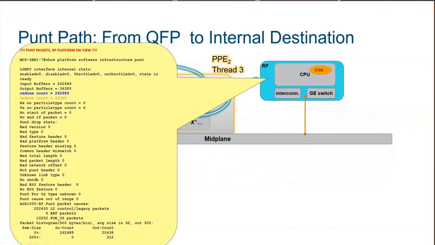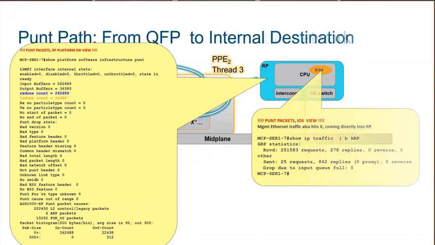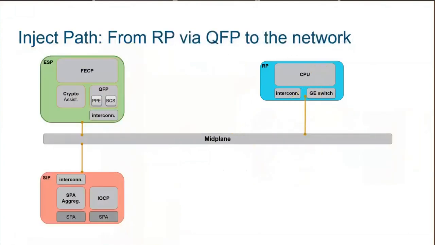So as we were discussing earlier, LSMPI or Linux shared memory punt interface is an interconnect that helps in traffic forwarding between ESP and RP. So that will give the counters of whether the packets are being dropped within the control plane itself. Inject path, inject is when the packets are being originated from the RP itself. So RP will directly send it to the QFP for processing. It will be processed by PPE and sent out of SIP. So this is the inject path.